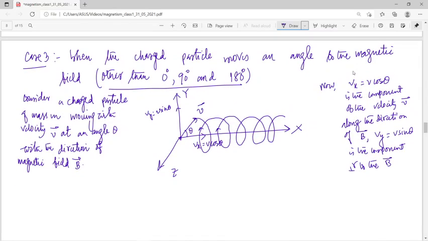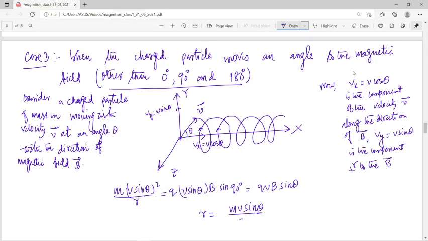The centripetal force required to move the particle in a circle is provided by the magnetic Lorentz force. We know m v squared by r, but here the v is v sin theta, so m (v sin theta) whole squared by r is equal to q v b, and here the velocity is v sin theta, so that is q (v sin theta) b sin 90. From that we find the value of r is equal to m v sin theta by q b, that is nothing but the radius.